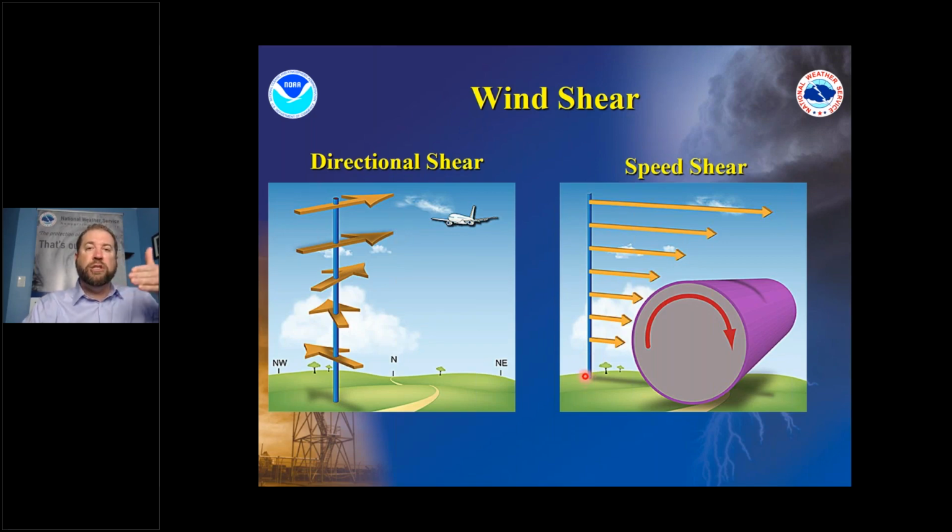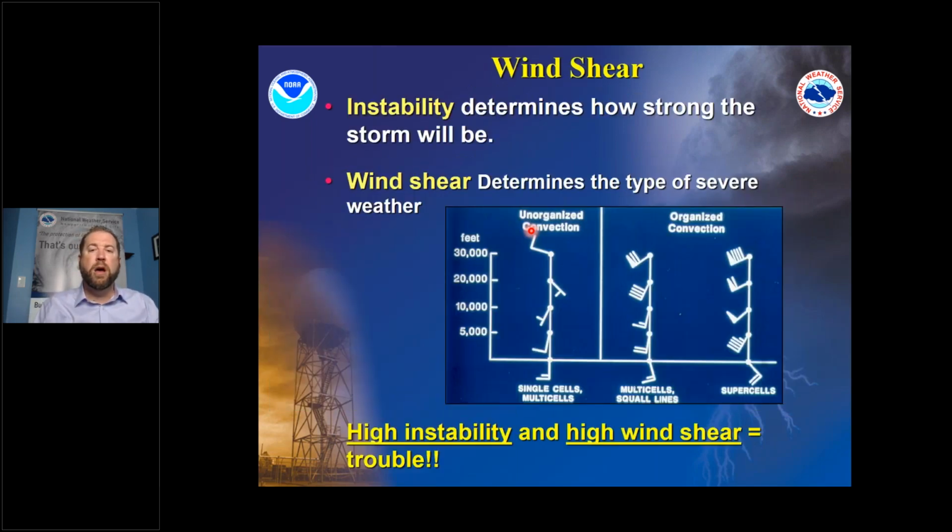Another way that you can get shear is speed. Instead of changing directions with height, and again, by height I mean going up in the atmosphere, you change speed. So in this example, light winds at the surface, but as you go up a couple thousand feet, the winds get really, really strong. Either directional or speed can induce a rolling or twist in the environment. And that's important because you may jump to, hey, that's a tornado threat. Yes, more shear can make tornadoes more likely, but at a basic storm level, shear just by itself with a thunderstorm determines what type of severe weather we're going to have.